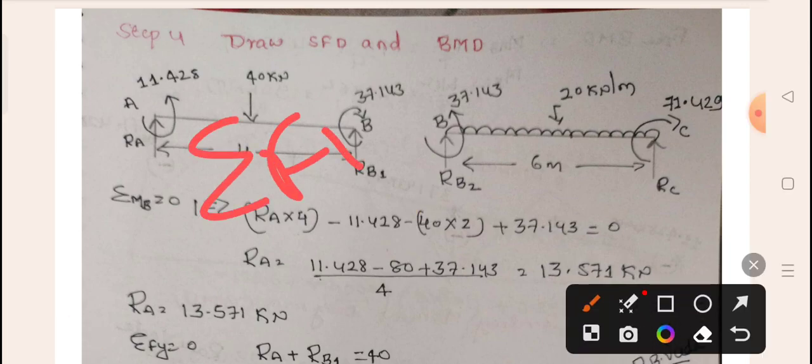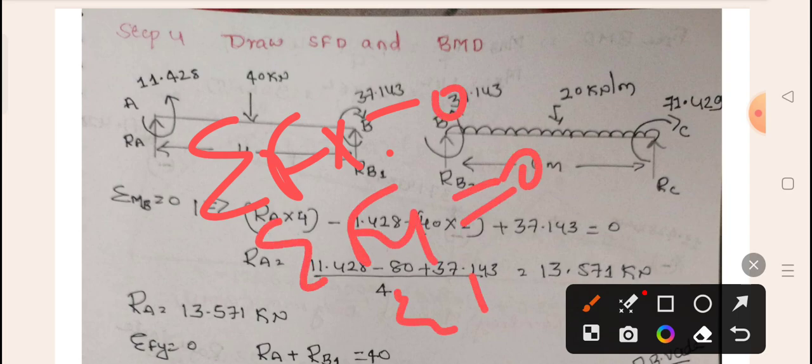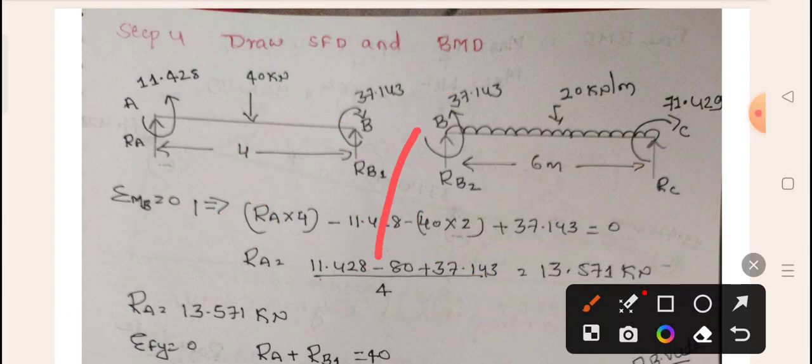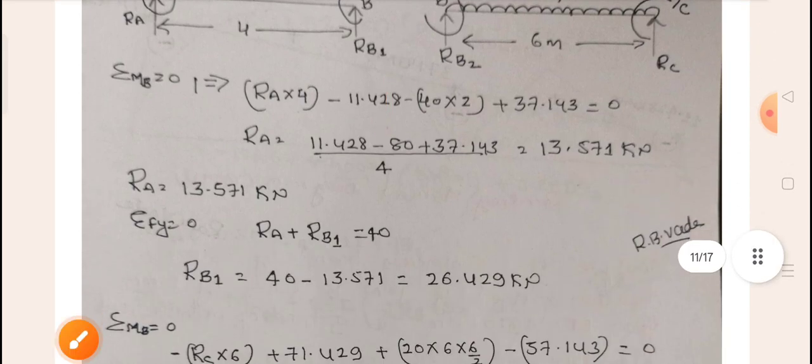Same thing, I have applied. In total there are 3 conditions of equilibrium. What are those? Summation of Fx equal to 0, summation of Fy equal to 0, and summation of M equal to 0. These are the 3 conditions of equilibrium. Summation of M is used. Now I will go for summation of Fy.